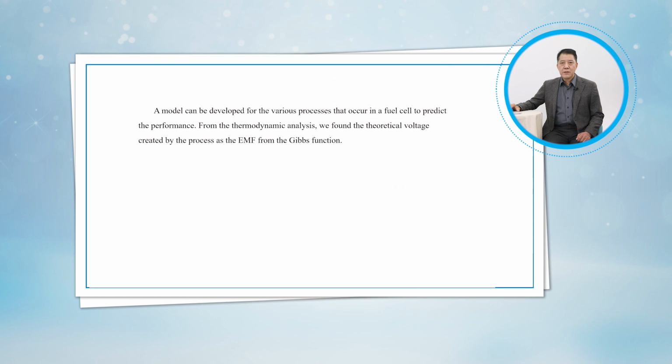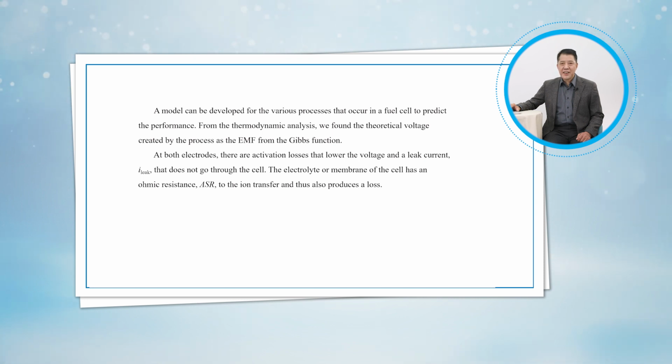The topic of this task is about the output voltage. A model can be developed for the various processes that occur in a fuel cell to predict the performance. From the thermodynamic analysis, we found the theoretical voltage created by the process and the EMF from the Gibbs function.